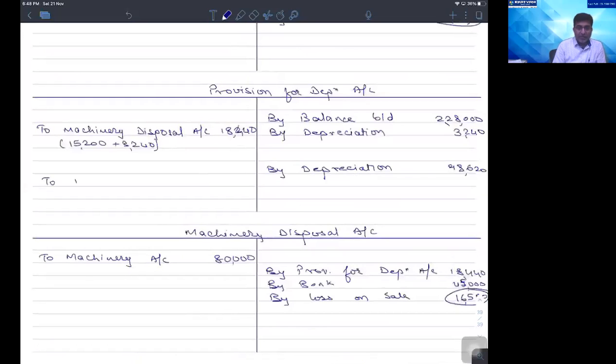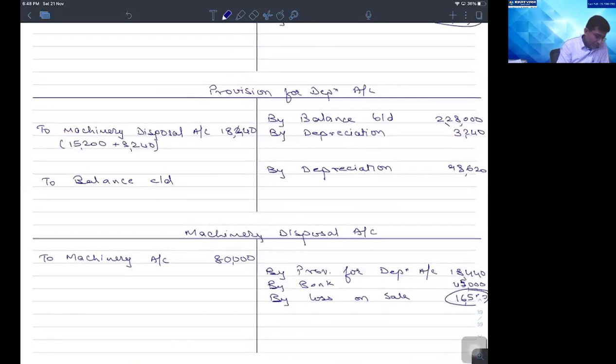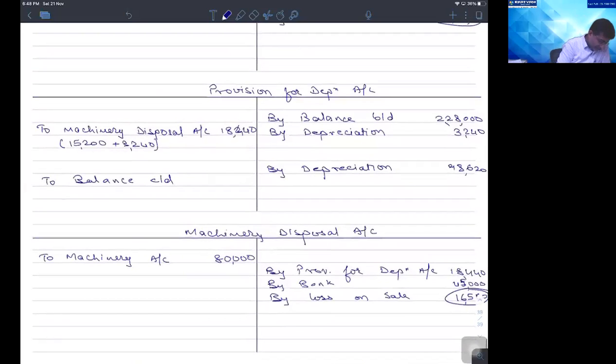in the provision account is how much? 98,620 plus 3,240 plus 2,28,000 minus 18,440, and that comes to 3,11,420. This will be the balancing figure. Few people get that. So this is how you are supposed to prepare that machinery account.